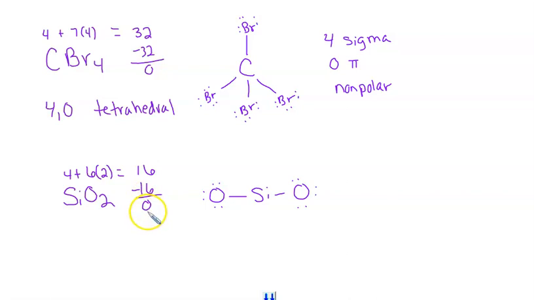Now I need to decide, once I know that there's no clouds, that's important, always figure out if there's any clouds first. If there's no clouds, I need to see if silicon has 8, and it only has 4. So I'm going to take away 2, and I'm going to draw a double bond. Does it have 8? Nope. So I'm going to take away 2 and add a double bond.